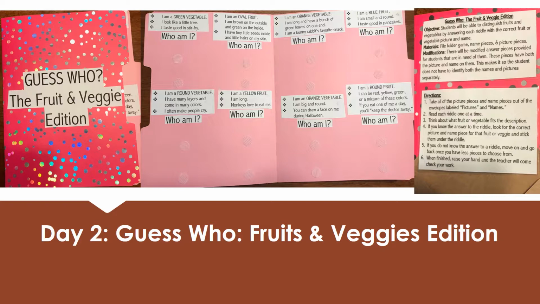Or as listed on my objectives card located on the right above the directions, the modification I made is instead of the student having to do both the picture and the name separately, I made modified picture pieces which have the picture and the name actually located on one card, so they only have to know either the picture or the name, not both.